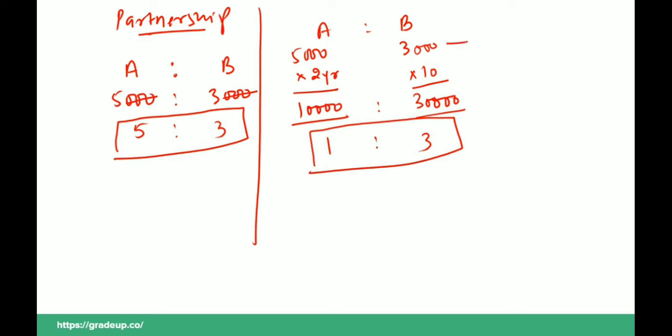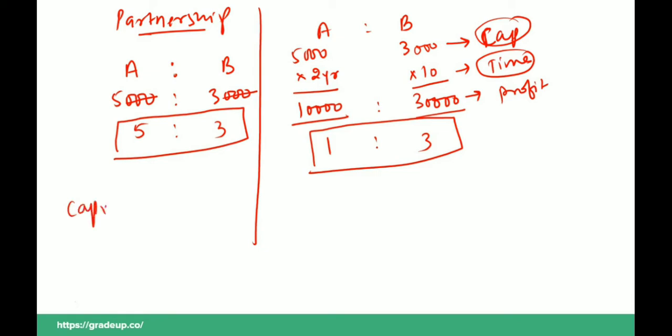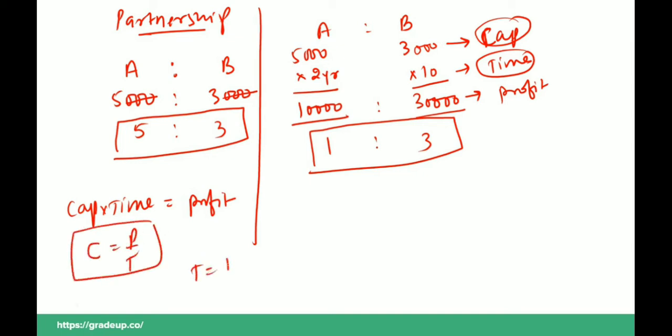Then I can say if you have the capital ratio and the time ratio, then after multiplying the capital ratio with the time ratio, we will get the profit ratio. So in case of partnership, capital into time ratio is equal to profit ratio. Okay, so capital is equal to profit upon time and time is equal to profit upon capital. I think it is clear to all of you.